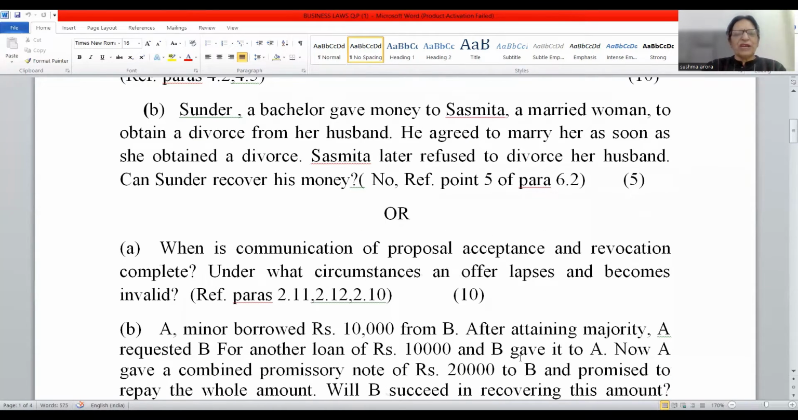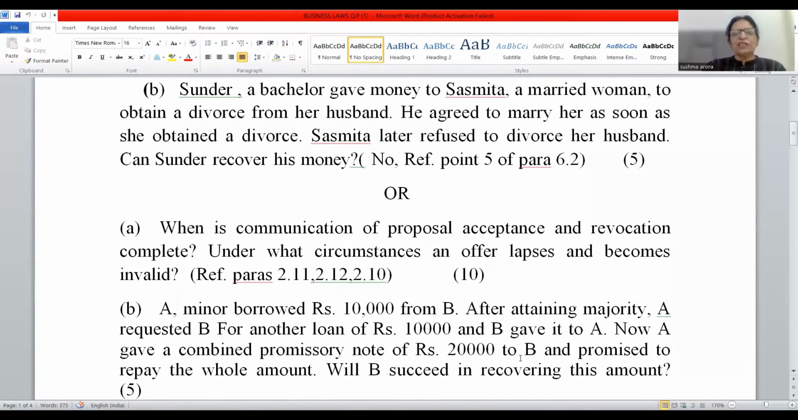Moving ahead, friends, the question is, when is communication of proposal, acceptance and revocation complete? Under what circumstances does an offer lapse and become invalid? So this question has two parts. The first part is, when is communication of proposal, acceptance and revocation complete? Proposal and acceptance are different terms. When is the communication of offer said to be completed, and when is the communication of acceptance said to be completed?